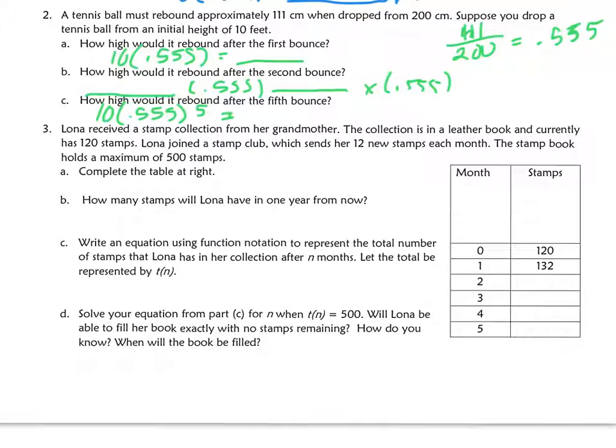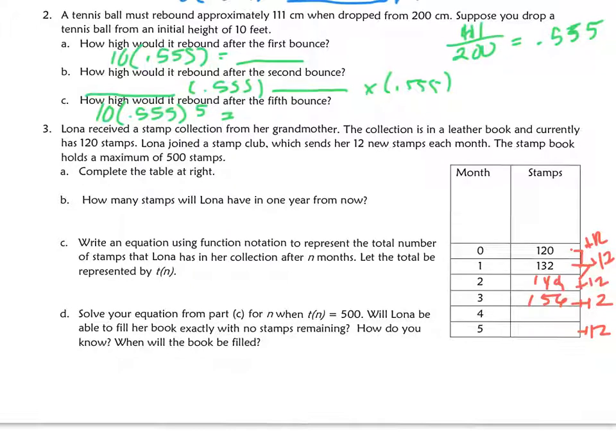All right, well, we know that it is plus 12 each time, right? 120 plus 12 is 132. Plus 12 is 144. Plus 12 is 156. Plus 12, I think you get the idea. Plus 12, go ahead and fill out the table. Then it says, how many stamps will Lona have a year from now?